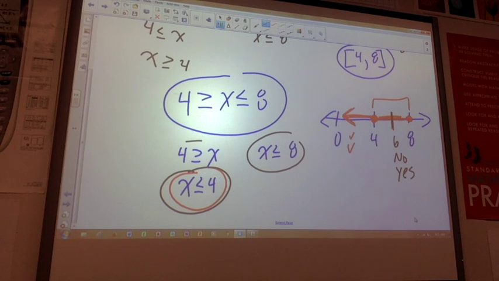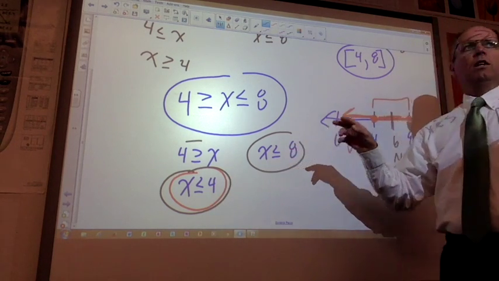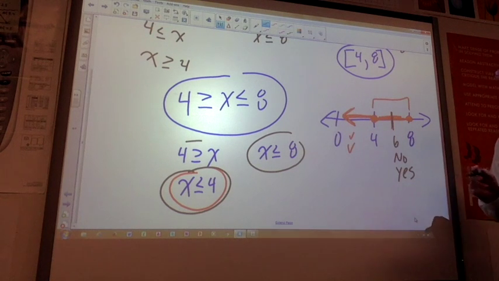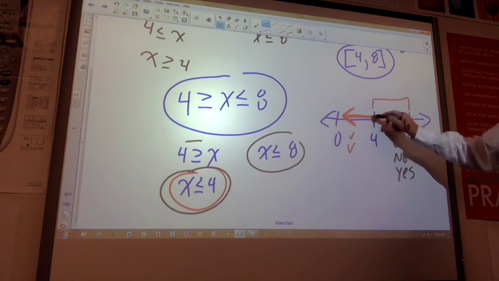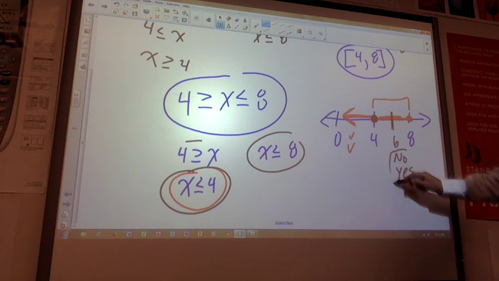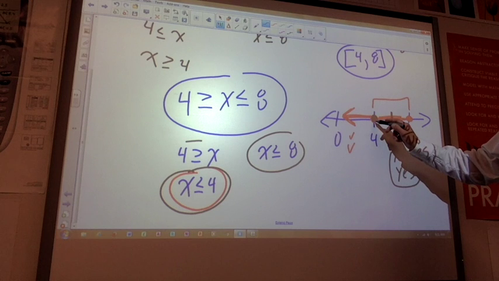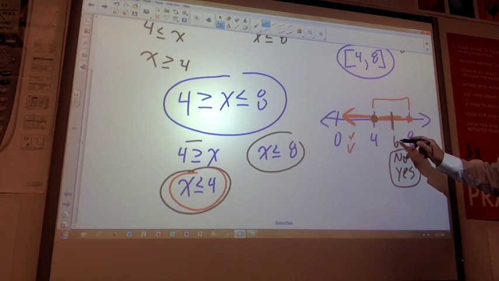Okay? 6 did not work in this and this. It only worked in one of them. So which one did it work in? So it worked here, didn't it? No. We have a no and a yes, right? Was it a no here? Yes. Was it a yes here for this number 6?